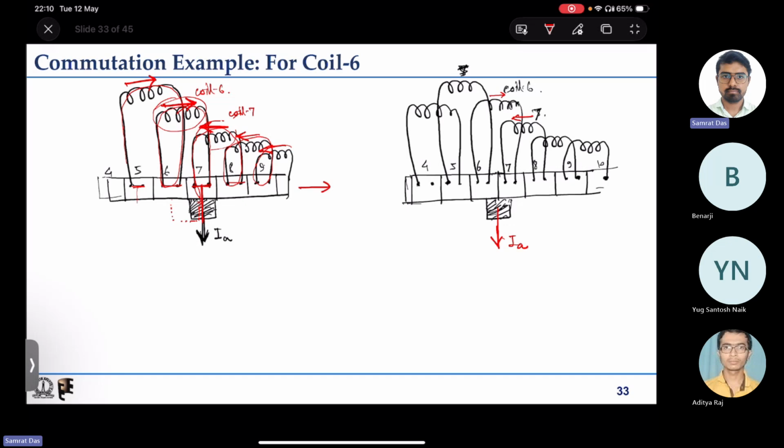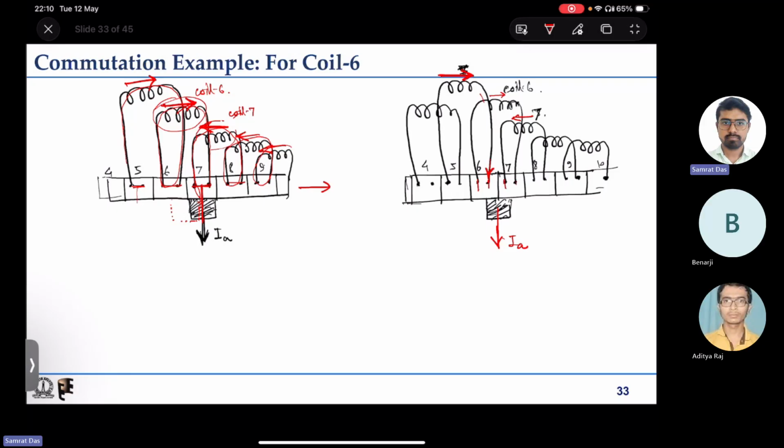this is coil 5. So coil 5 current should not change at all. So coil 5 current will be coming as it is, and 0.5 current is already coming here, right? And the brush is now connected to all these terminals. So all these four terminals are sourcing the entire current IA.